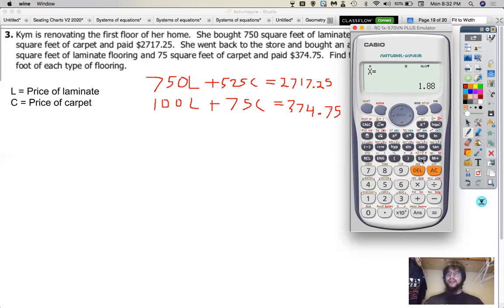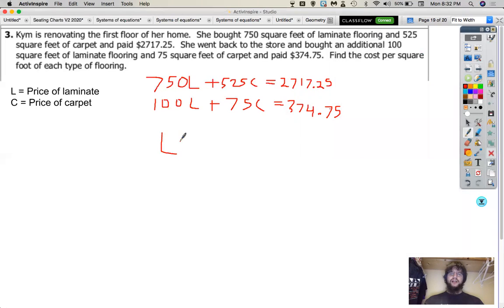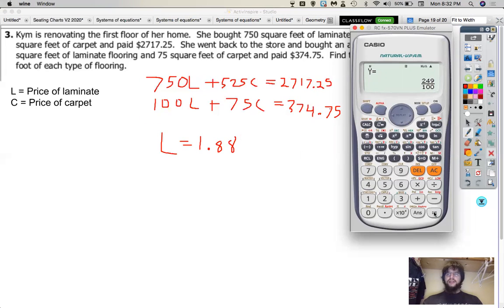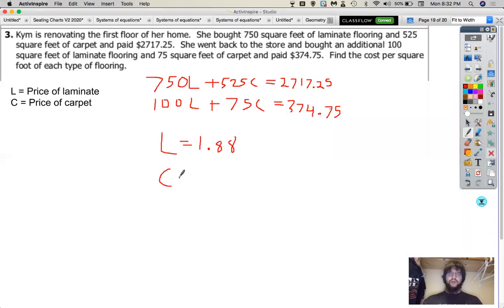So X is L, right? The first thing's L, so L is 1.88. The next thing is Y is 2.49. So C is 2.49. So again, this is monies. Put your $ sign, we're in America.